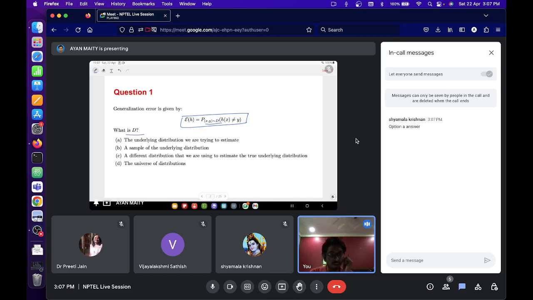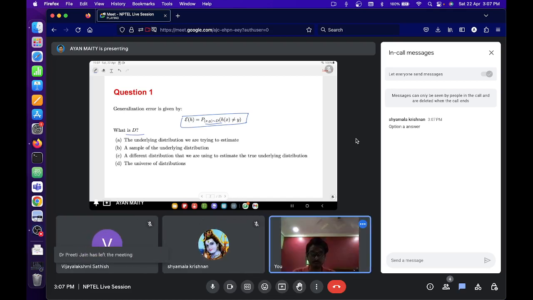So Shamala Krishnan says option A. So option A is the underlying distribution we are trying to estimate. Okay, so this is one answer I got from the chat. Anyone else?